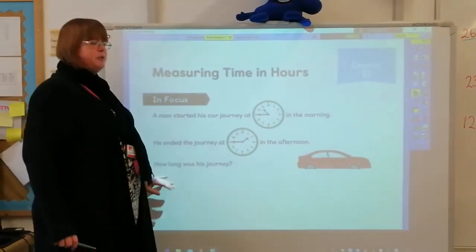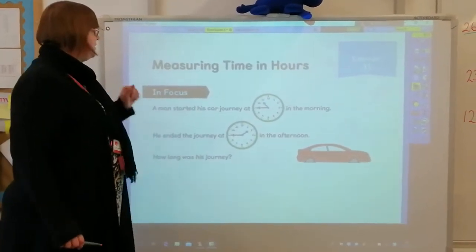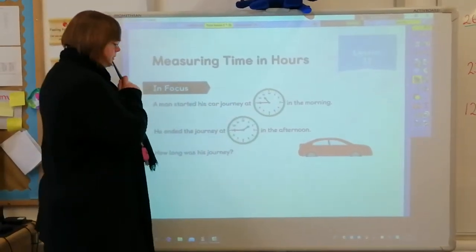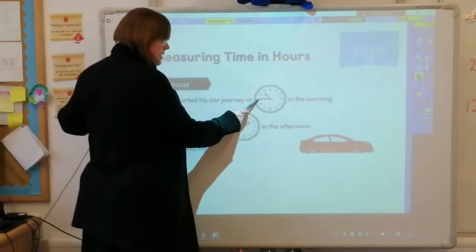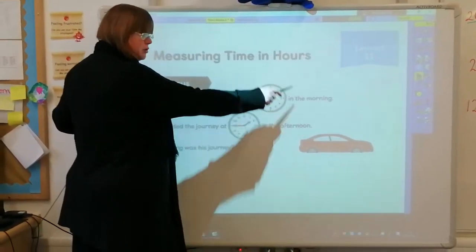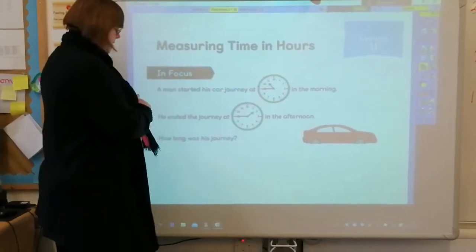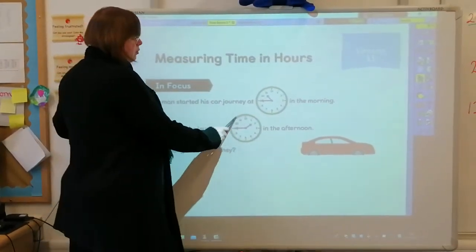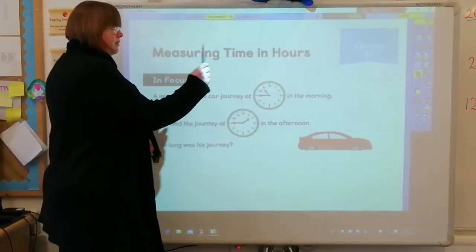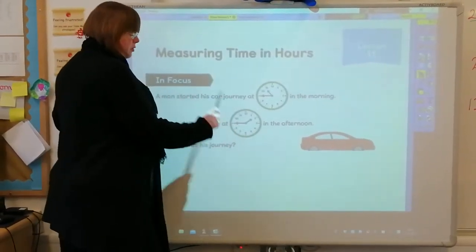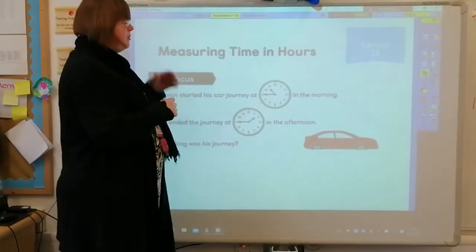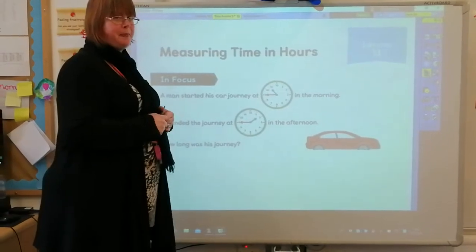The first question we're going to start with is, a man started his car journey at 11:45 in the morning. We know it's 11:45 because the minute hand is pointing at the 9, and there's only 15 minutes, which is a quarter of an hour, left to the next hour. He ended the journey at 1:45 in the afternoon. How long was his journey? So from 11:45 to 1:45, how long was it? Talk to the person in your room with you and then come back to me.